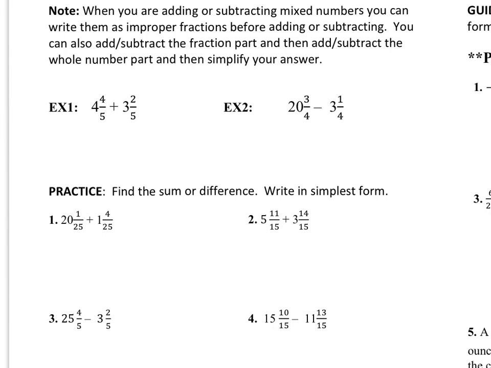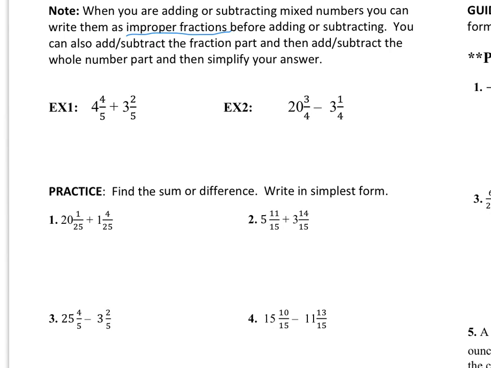Now we're going into a section about adding and subtracting mixed numbers. So remember, when you are adding or subtracting mixed numbers, you can write them as improper fractions. So you would have to convert the mixed number before adding or subtracting. You can also add or subtract the fraction part and then add or subtract the whole number part and then simplify your answer. So you can also add or subtract the whole numbers and then add or subtract the common denominator of each individual fraction.